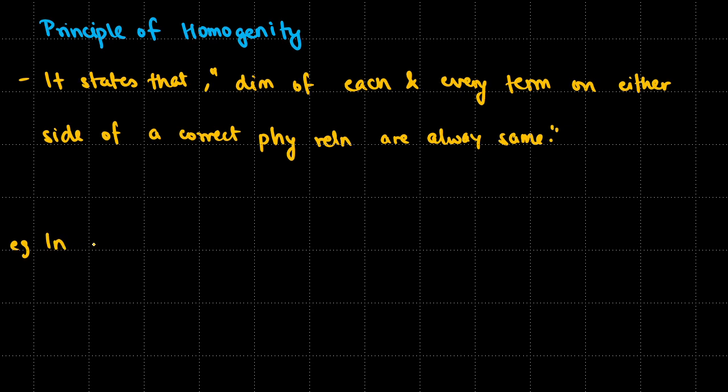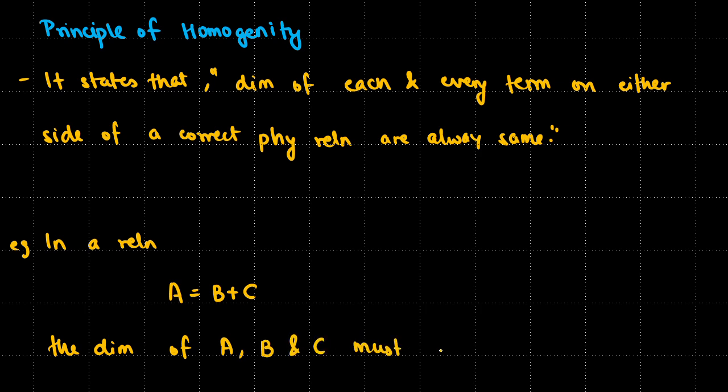So in an example, in a relation, suppose A is equal to B plus C. So here the dimension of A, B and C must be same. So when I look at this, I think, what is going on? I don't have any idea or I don't understand what it's saying. So let's think about it pretty easily.